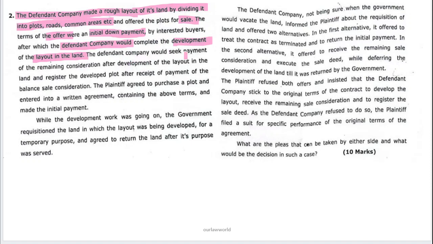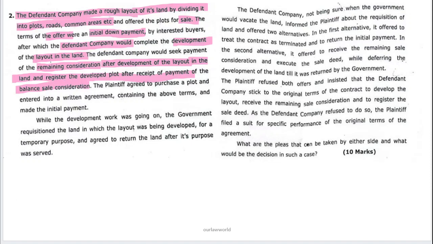So the defendant company would seek payment of the remaining consideration. The rest of the consideration other than the initial down payment can be paid after the development of the layout in the land, and the company will register the developed plot after receipt of the payment of the balance sale consideration. So by this you can understand, we'll just simplify.